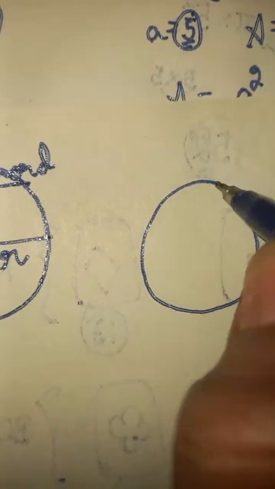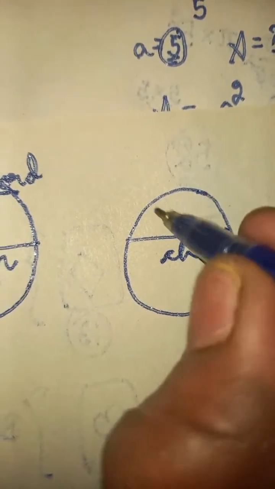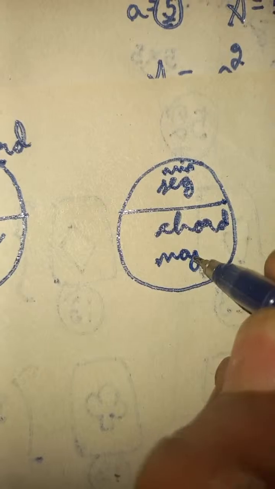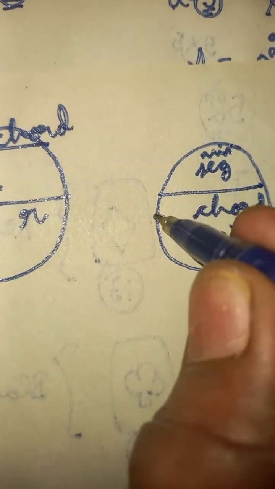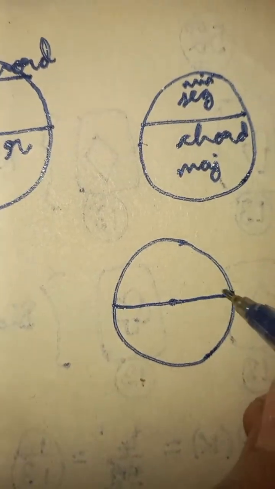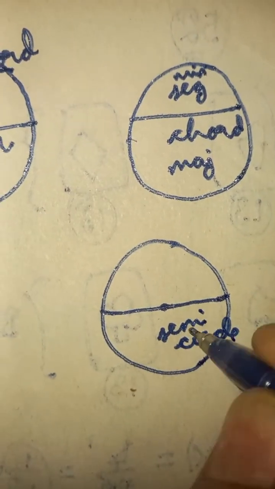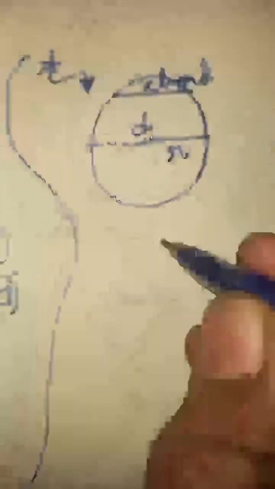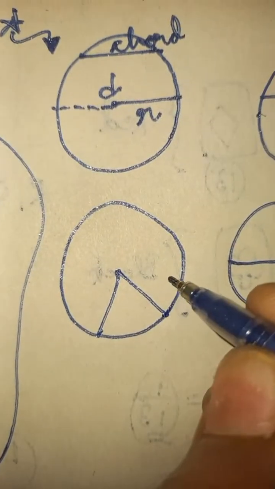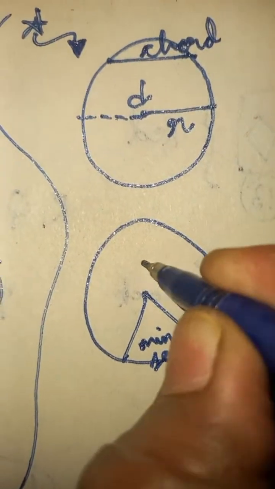How does the circle divide? A chord divides the circle into two parts. One is the minor segment and the other is the major segment. If the chord keeps on becoming bigger and bigger, it is known as the diameter. It's the chord which divides the circle into semicircles. Here there is no major and minor segment. But if you take any two radii, they divide the circle into two parts, that is the minor sector and the major sector.